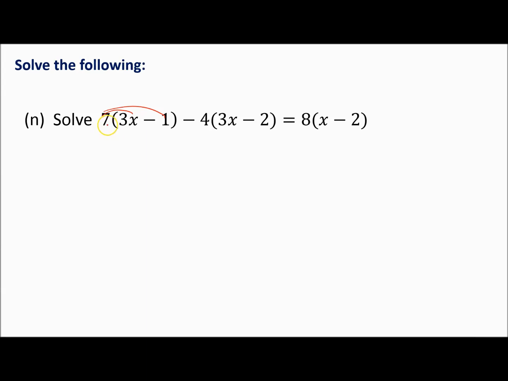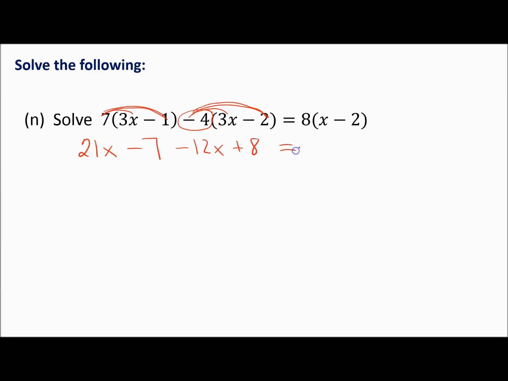So I'm going to multiply 7 times 3x and 7 times negative 1. Let's go ahead and do that. 7 times 3x we know is 21x. Then 7 times the negative 1, you can say that's minus 7. Now I'm going to multiply this negative 4 times 3x in the parentheses and negative 4 times negative 2. So negative 4 times 3x is negative 12x. And then negative 4 times negative 2 is plus 8. You know, a negative times a negative is a positive.